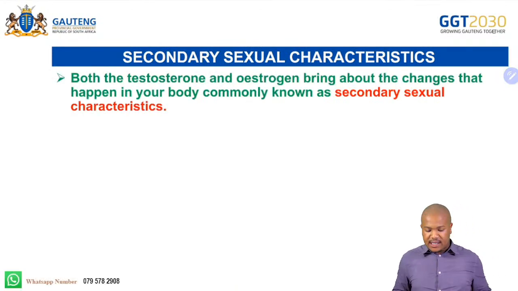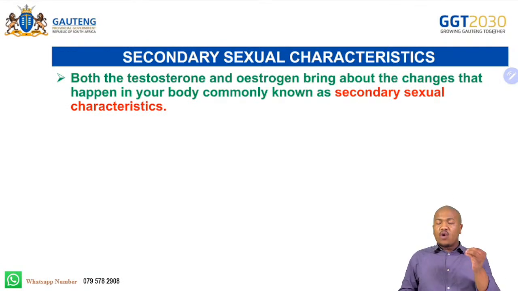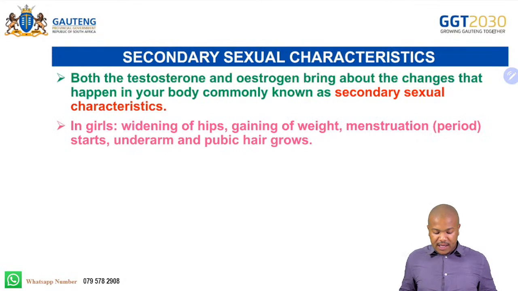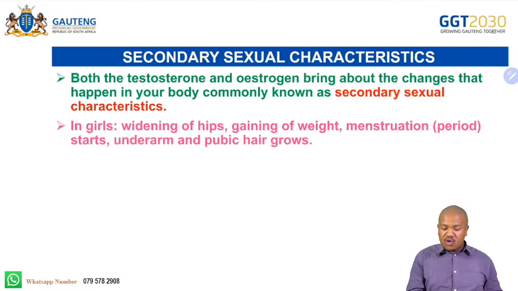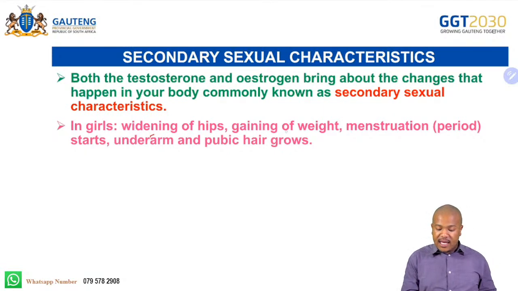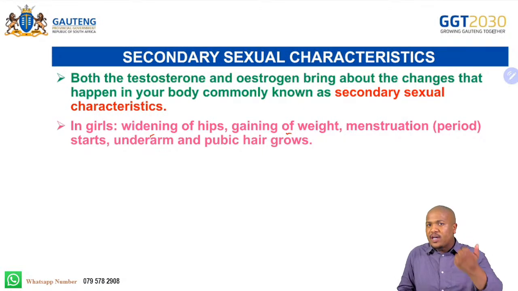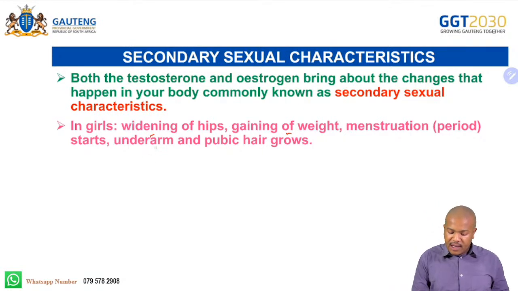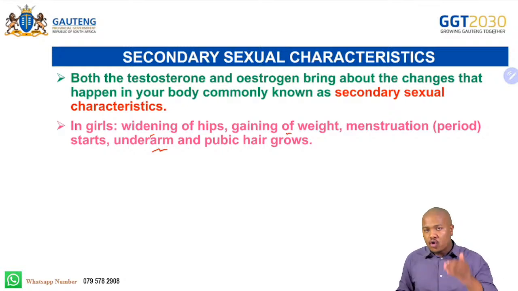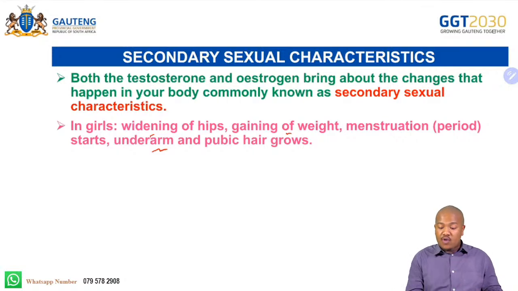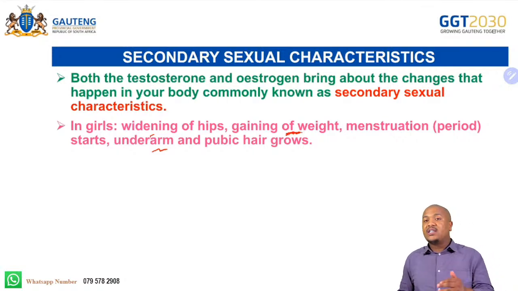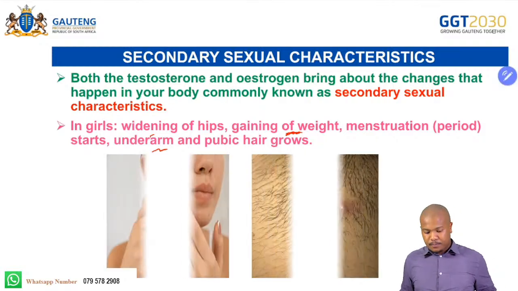Secondary sexual characteristics, right? Both the testosterone and the estrogen bring about the changes that happen in your body, commonly known as the secondary sexual characteristics, right? In girls, you notice the widening of hips, the gaining of weight, the starting of periods, which is menstruation, and underarm and pubic hair grows, right? Those are the small changes that tell you that you are undergoing what? Puberty, or the stage of life called puberty, right?